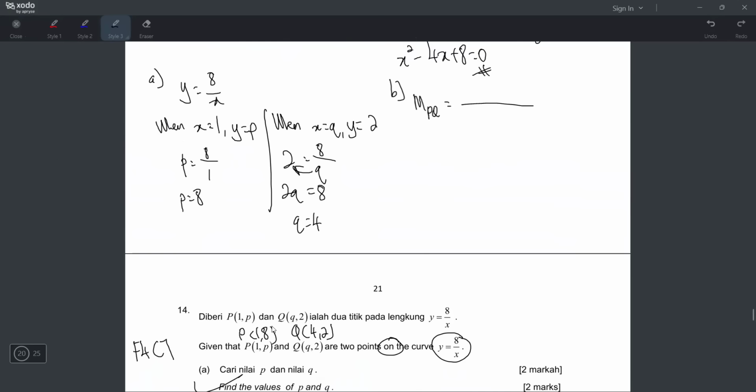You need to have 2 points, and you already have the 2 points yang passes through garisan. So just do gradient y minus y over x minus x. So 8 minus 2 over 1 minus 4 like that. 8 minus 2 is 6, 1 minus 4 is -3, and you get -2.